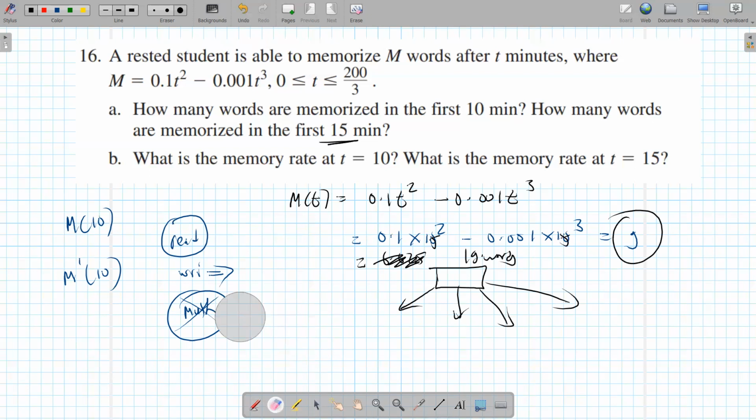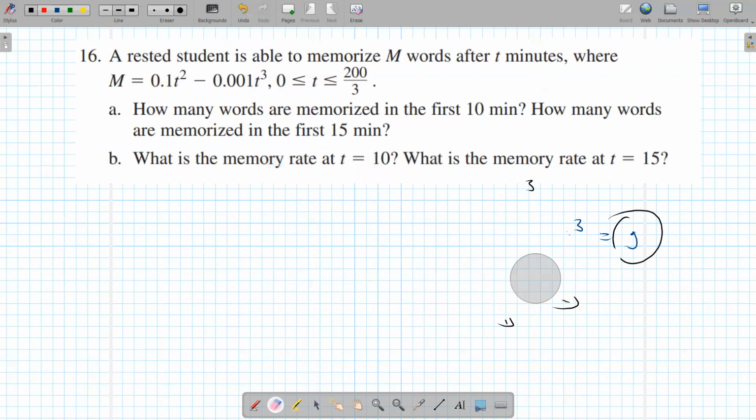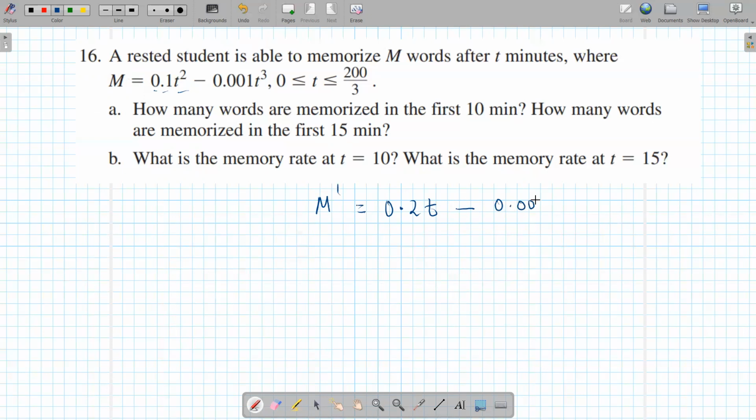Cool. For part B, though, again, look at part B. They want the rate. What does rate mean? Do they want m of 10 or m prime of 10? m prime of 10, right. So if m is this, what's m prime? It's 0.2t for the first term, minus, bring the 3 down, 3 times 0.001, so 0.003t squared, like that. Okay, this is m prime, and now we can find m prime of 10.